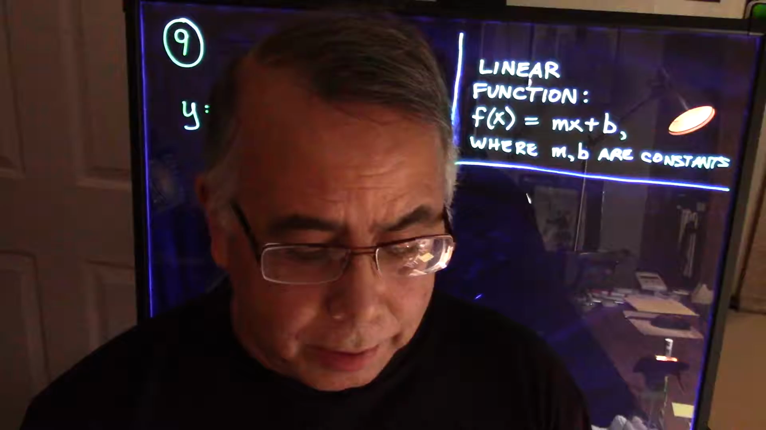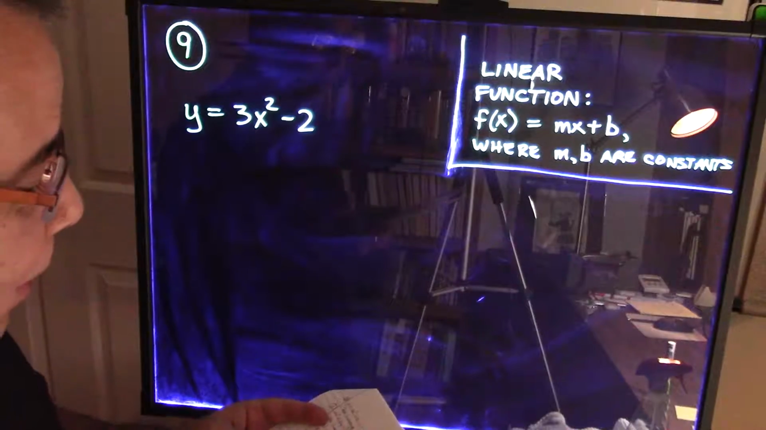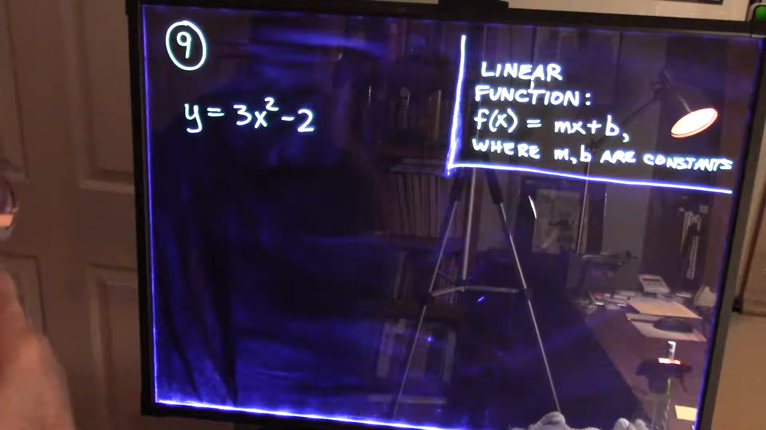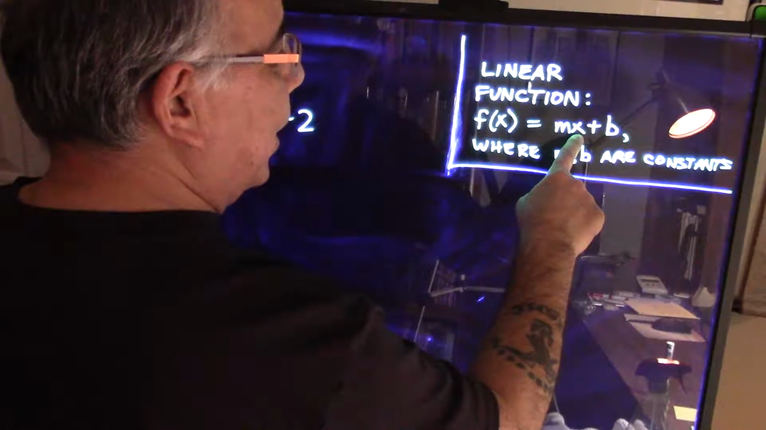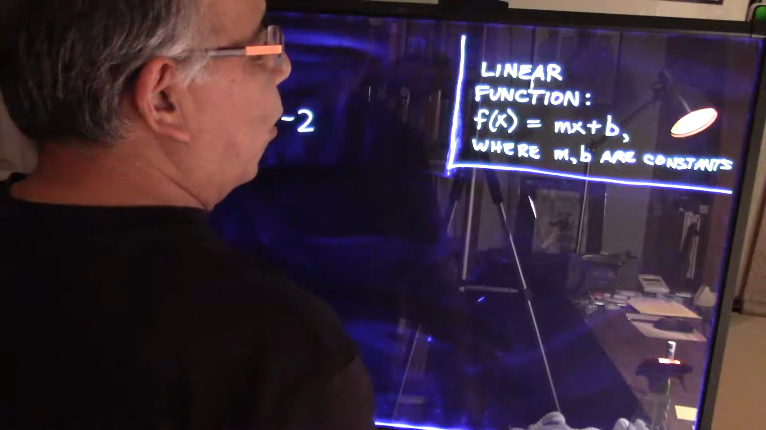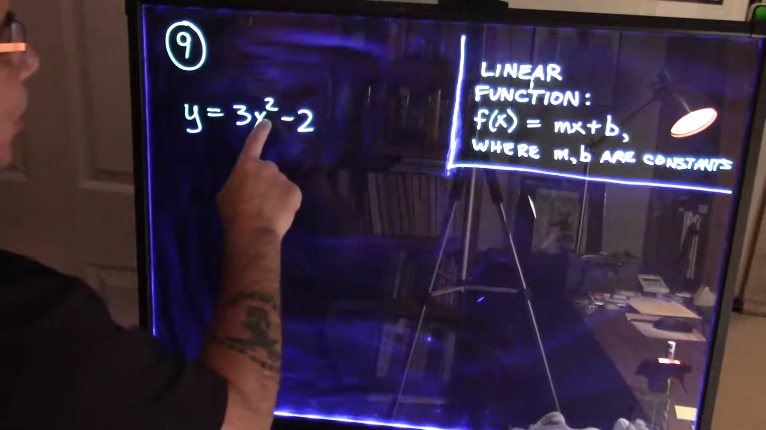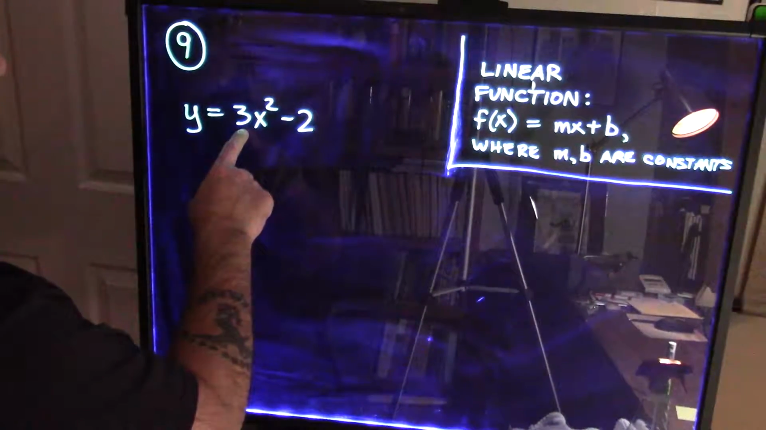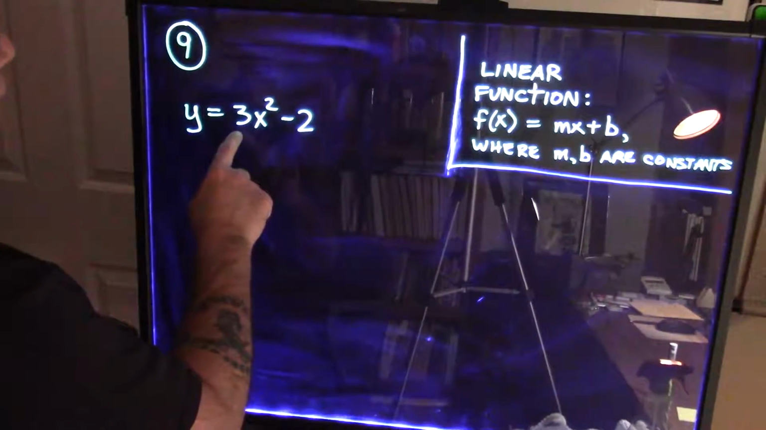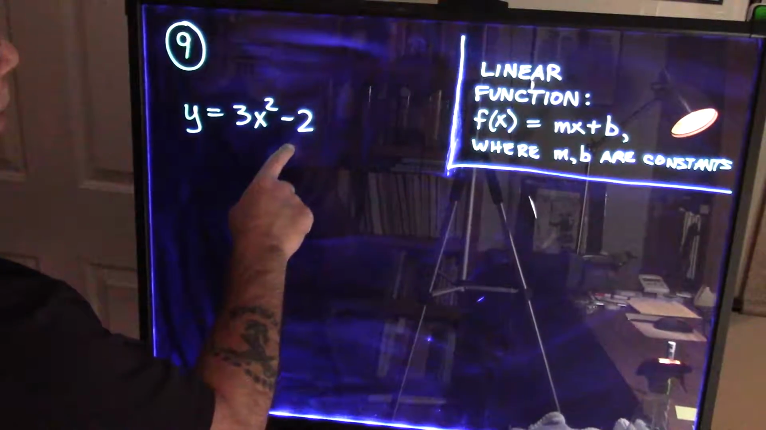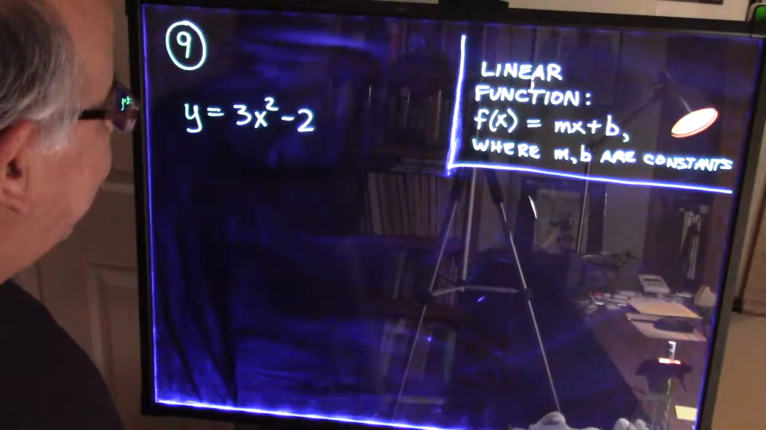Okay, number 9. y equals 3x squared minus 2, which I've written already. So can we write this as a linear function? Well, if you look at the format, the power on the x, the exponent, has to be 1. y equals mx plus b. Here the power is 2. Although we do have the two constants, m and b, if you want to think of those as being m and b, m is 3, b is -2, but the power on the x doesn't fit that of a linear function.